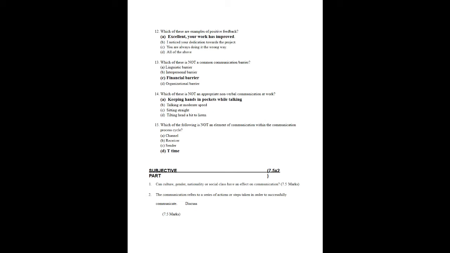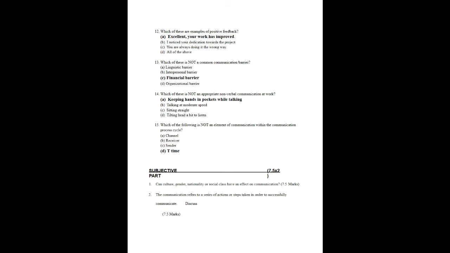It's a positive feedback. 13, which of these is not a common communication barrier? So the best option is financial barrier. MCQ 14, which of these is not an appropriate non-verbal communication at work? The best option is keeping hands in pockets while talking. Last MCQ is, which of the following is not an element of communication within the communication process cycle? So the best option is time.